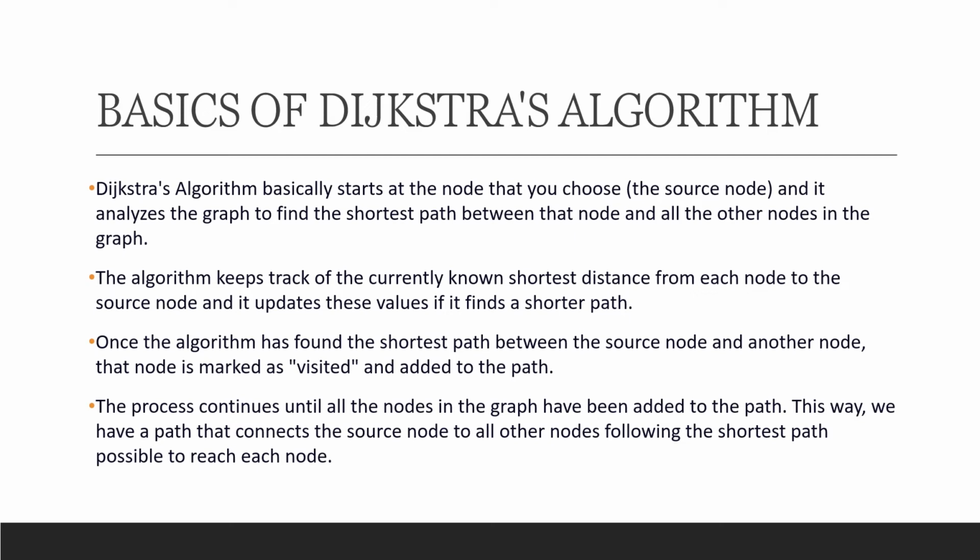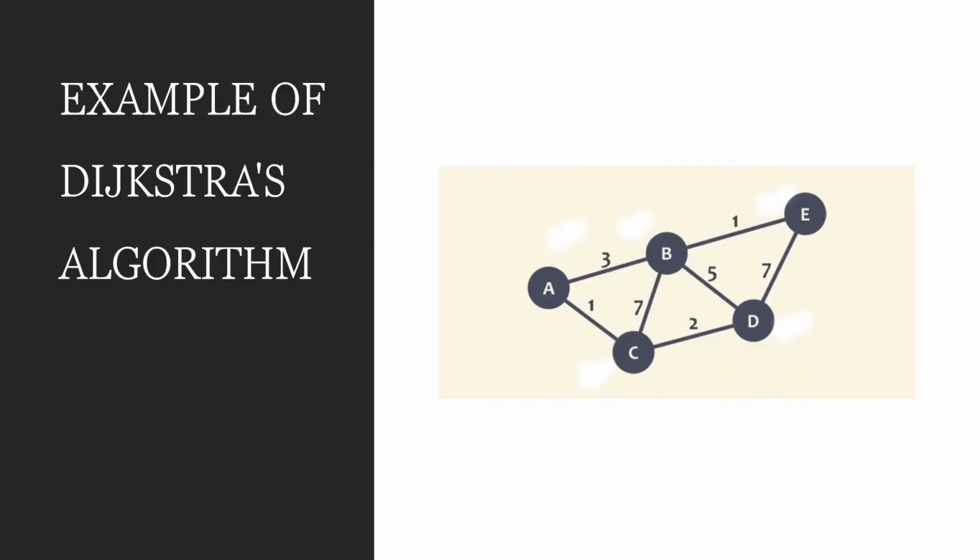The algorithm keeps track of the currently known shortest distance from each node to the source node, and it updates this value if it finds a shorter path. Then, once the algorithm has found the shortest path between the source node and another node, that node is marked as visited and added to the path. The process continues until all the nodes in the graph have been added to the path. This way, we have a path that connects the source node to all other nodes following the shortest path possible to reach each node. So let's look at an example of Dijkstra's algorithm.